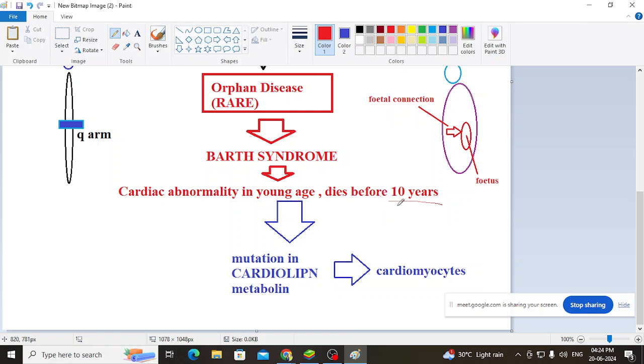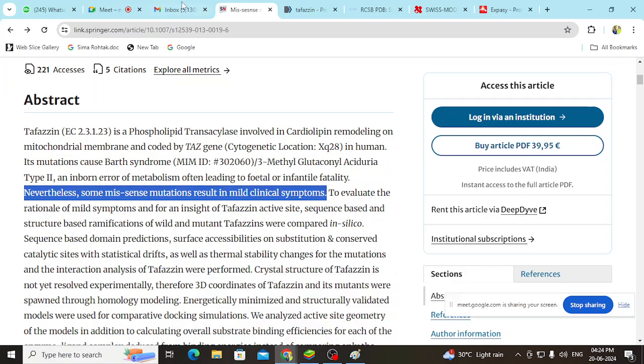Okay, so now we'll see how the protein looks. Coming back, I'm sharing this link with you.